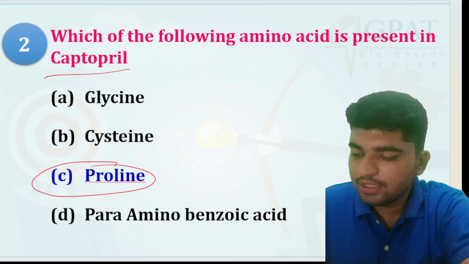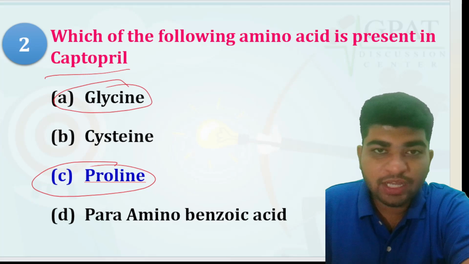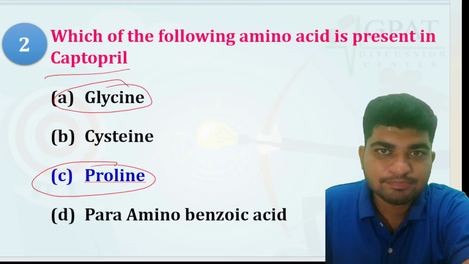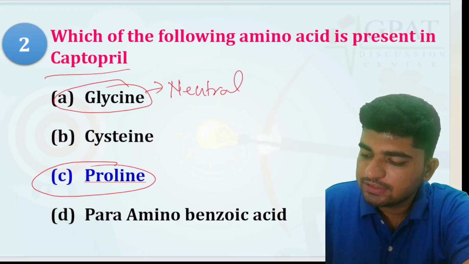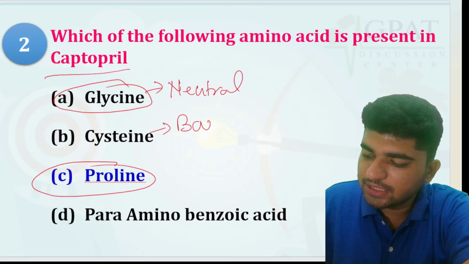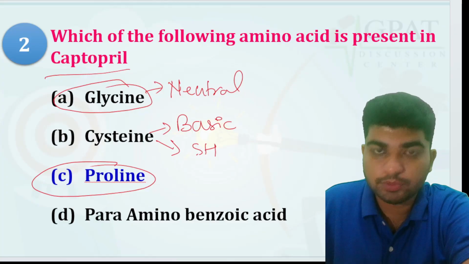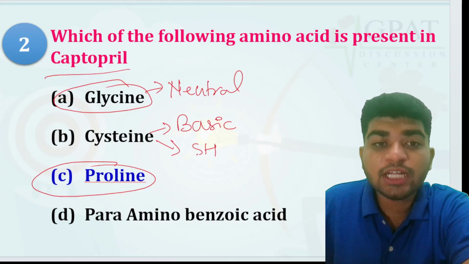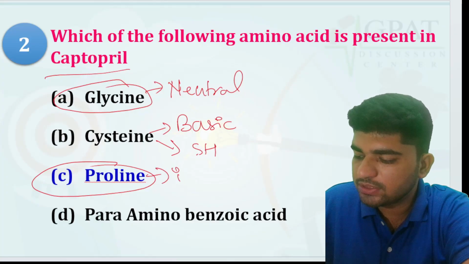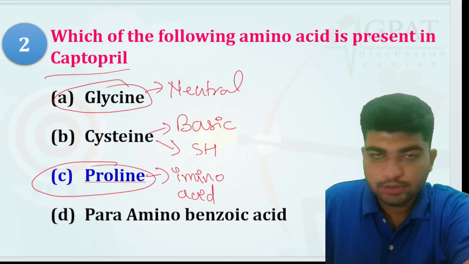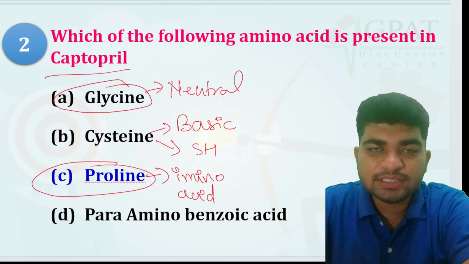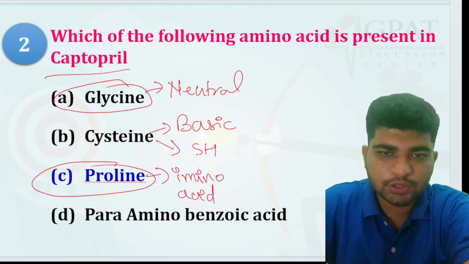Can you tell me what kind of amino acid glycine is? It is neutral in nature. Cysteine is basic in nature, and it also has the SH group, that is the sulfhydryl group. Proline is an amino acid. So proline is generally present in captopril.